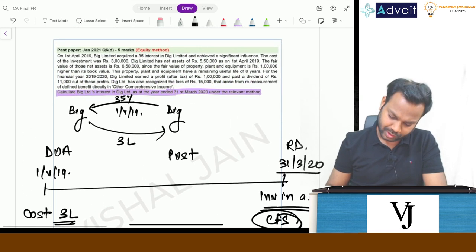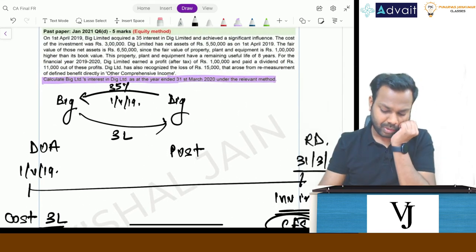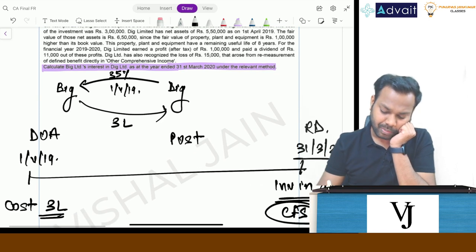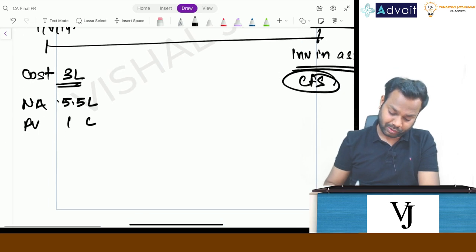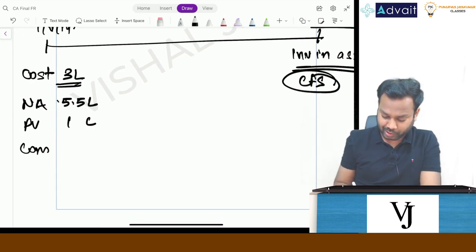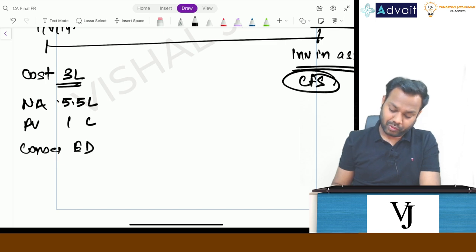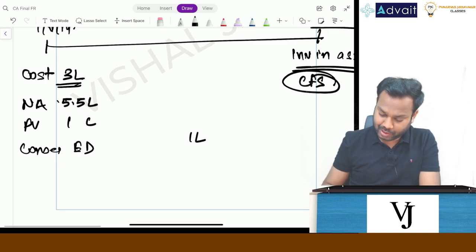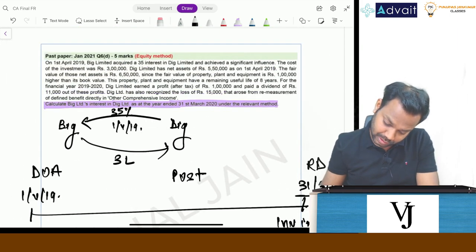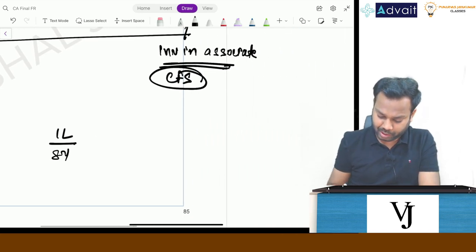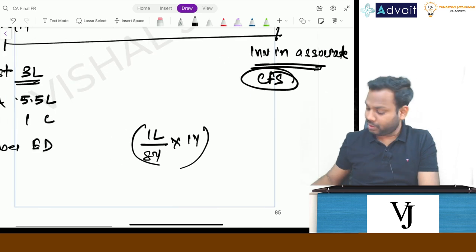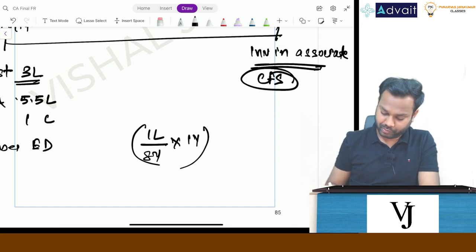Further, it says since the fair value of the property, plant and equipment is 1 lakh higher than the book value, the property, plant and equipment have a remaining useful life of 8 years for the financial year 1920. So if I'm doing fair value adjustment, I have to do consequential excess depreciation also, right? So excess depreciation will be 1 lakh divided by the life, 8 years, multiplied by 1 year. So what is the amount? 1 by 8 is 0.125.